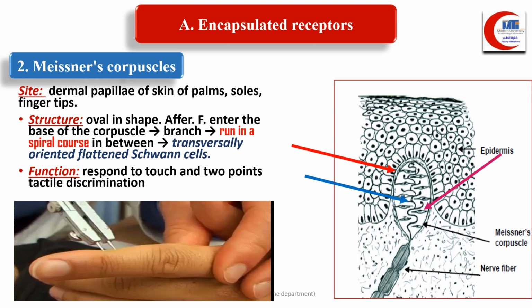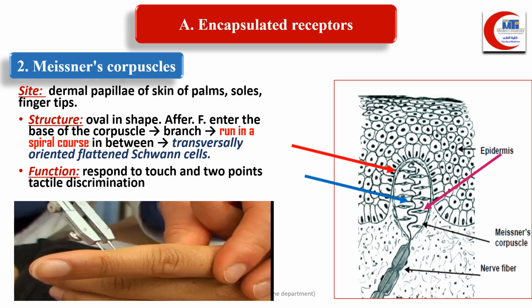What happens for the afferent nerve fiber to enter? The afferent nerve fiber enters the base of the corpuscle at first, then branches, running in a spiral course in between transversely oriented flattened Schwann cells. Here we can see that the myelin sheath is lost before entering the capsule, then passes spirally inside, giving branches inside the capsule. Then I can see that there are multiple flattened Schwann cells surrounding the axon inside the capsule or inside the structure. What about the function?